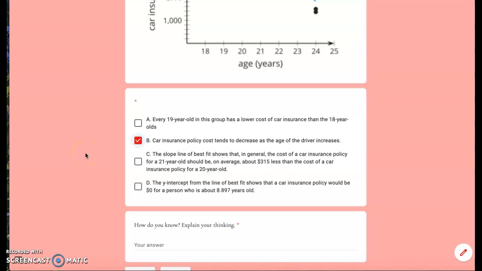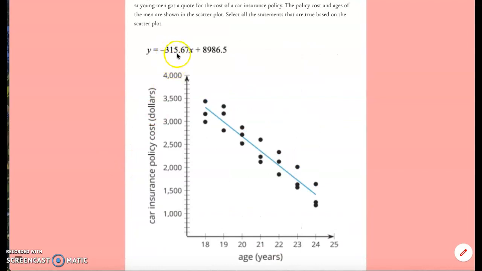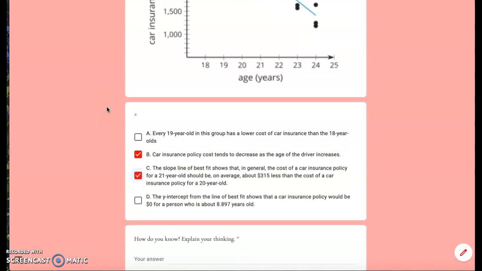So that is true. C, the slope line of best fit shows that in general, the cost of a car insurance policy for a 21-year-old should be on average about $315 less than the cost of a car insurance policy for a 20-year-old. Okay, that is a very long sentence. The important thing here is that we have the 315 less. So when you're 21, when you're 1 year older, you're going to be paying about 315 less than you were the previous year. And we already talked about that. That is true. That's what the slope means, is that each year that you age, you're paying about $300 less in car insurance, according to the equation.